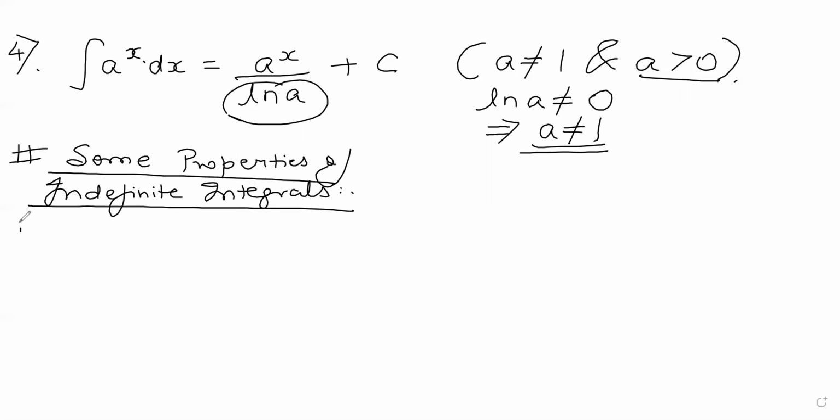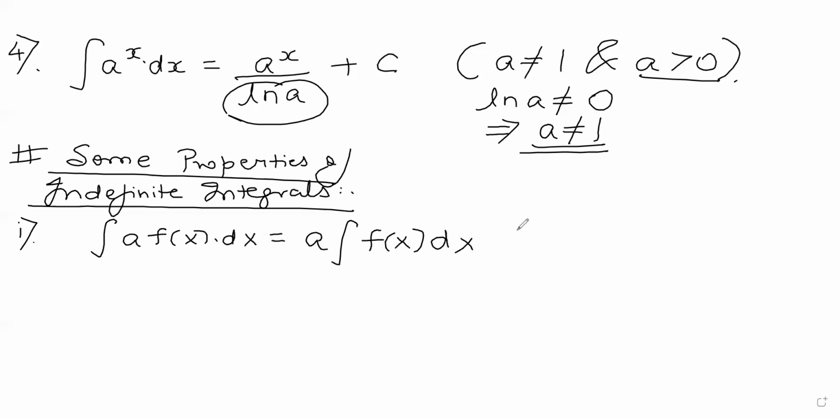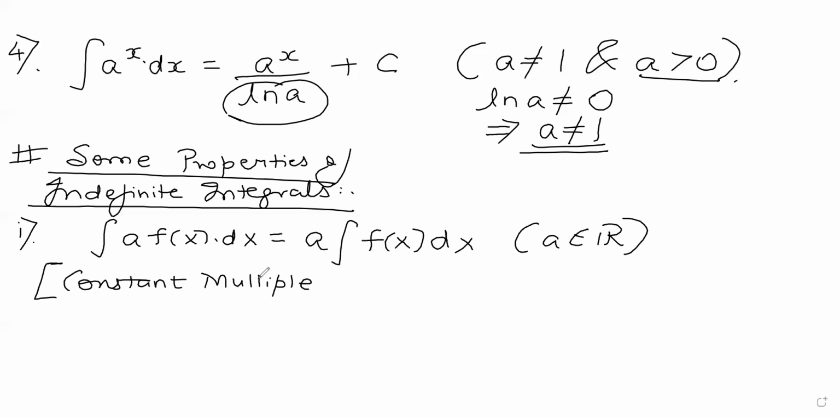Okay, so property number 1: integral a times f of x dx is equal to, always remember the constant comes out. If the constant is multiplied, then it comes out. So a times integral f of x dx, where a is a real number. This property is called the constant multiple property. Integral a times f of x dx is equal to a times integral f of x dx, where a is any real number.